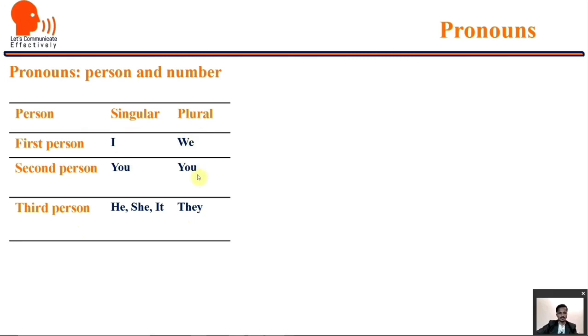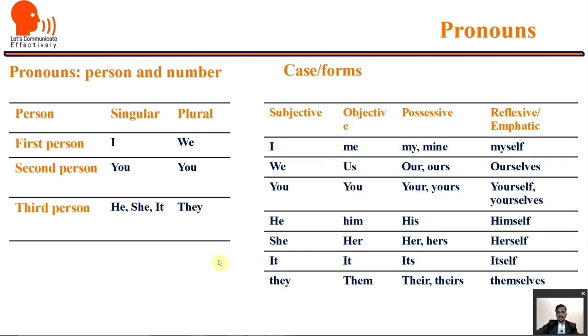Third person: I and someone in front of me are discussing the third person singular, like he is a good boy, she is an intelligent girl, it is a very difficult course or it is a very useful course and so on. And if it is in plural, we are using they. In case, or the forms: subjective, objective, possessive and reflexive.